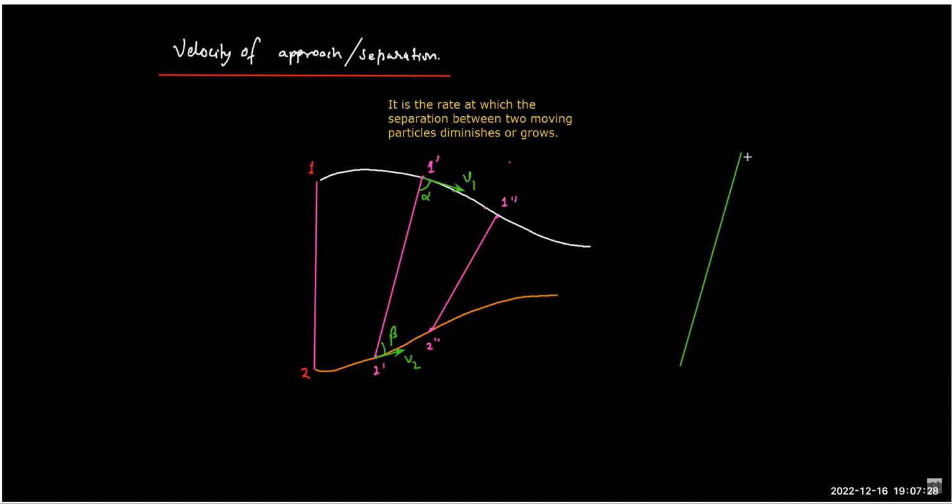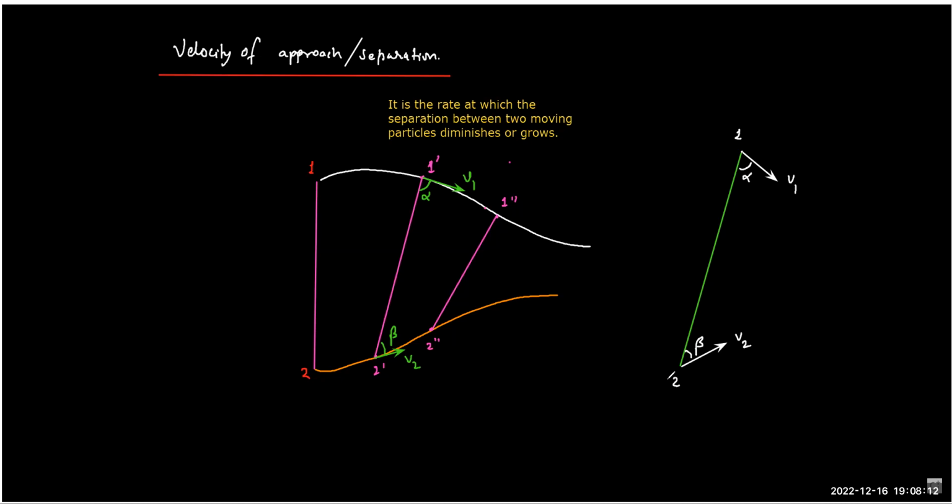Let's say the first particle has velocity in this direction, inclined. What is important is the line joining the particles. The green line represents the line joining the particles. This is your V1, this is your V2. If I call this angle alpha and this angle beta, what is the velocity component? If I make 1 as moving and 2 as fixed, at what speed is 1 approaching 2? What is the rate at which it is trying to approach? V1 cos alpha.